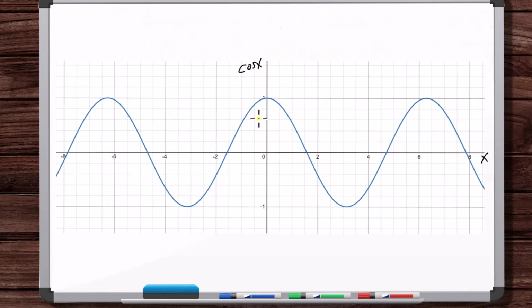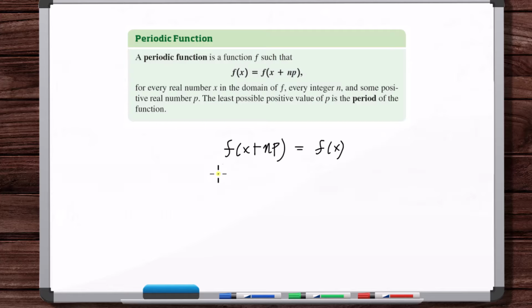So let's just look at cosine, because cosine and sine are periodic in the exact same way. You could shift this 2 pi to the right or 2 pi to the left, or any integer multiple of 2 pi, and then the function will lie on top of itself, right? Now, something else, though, is that p needs to be the least possible positive value. So that's important to note, too.